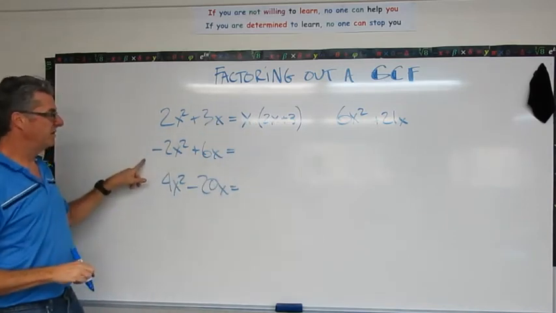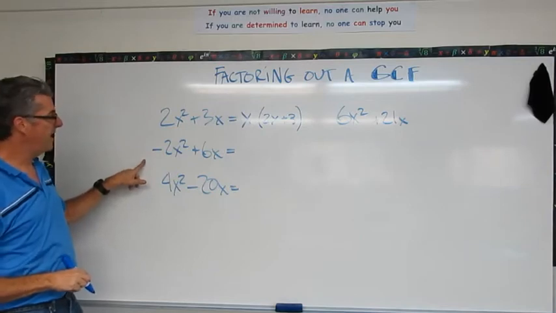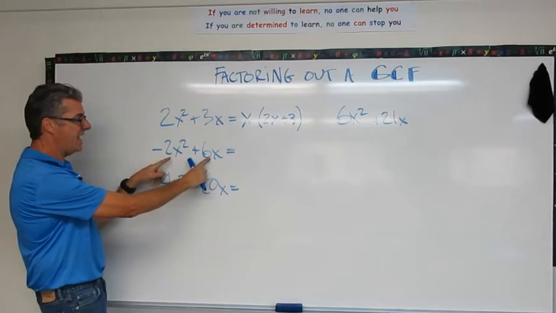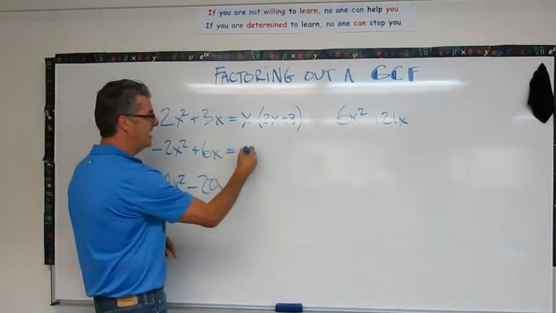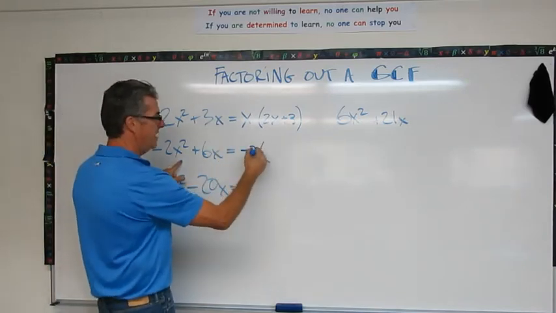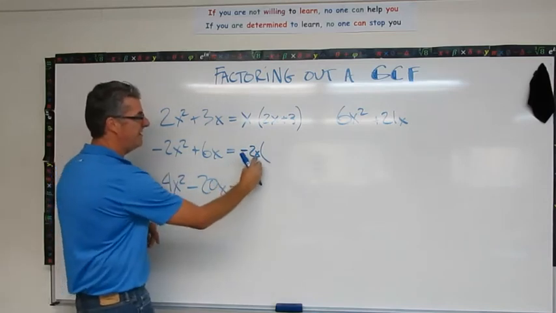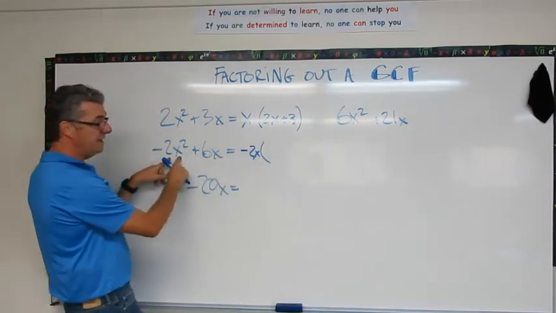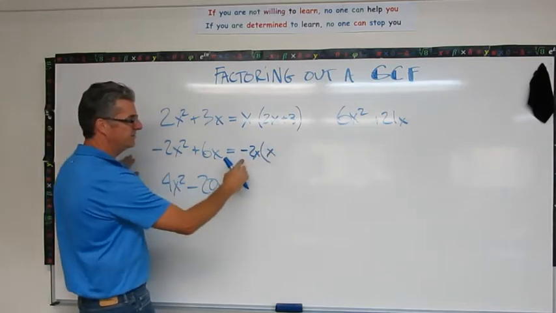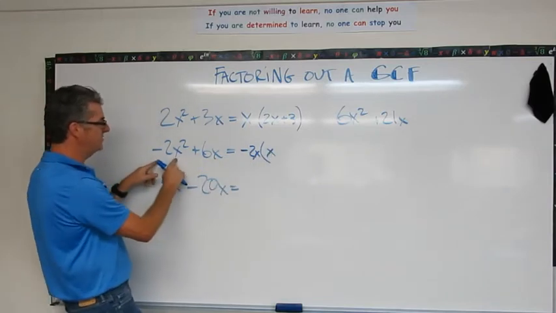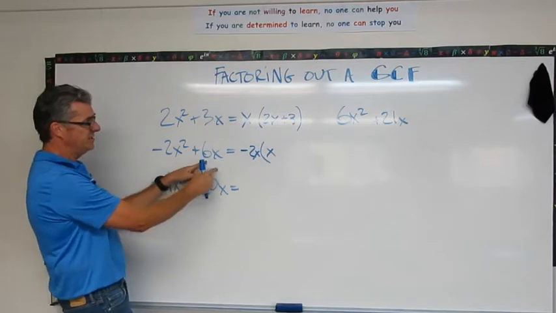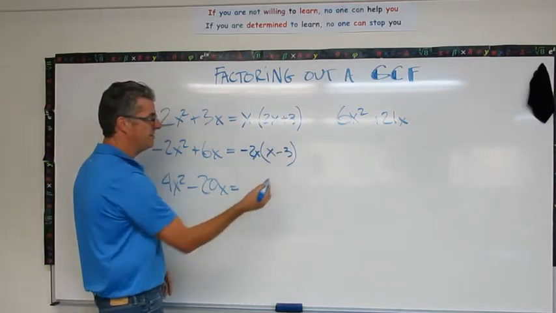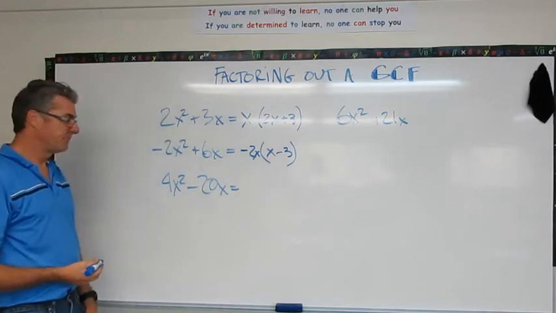Let's try this next one. What's the greatest common factor? I do have a negative 2 in both of these, and I have an x. So I could factor out the negative 2x, right, like that. And then what's left here? This would be x, because negative 2x times x is negative 2x squared. What do I have to do to get a 6 with a negative 2? I have to multiply it by negative 3. Okay? Try that one.